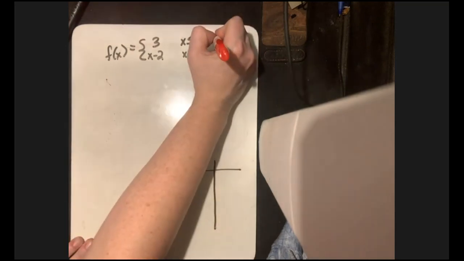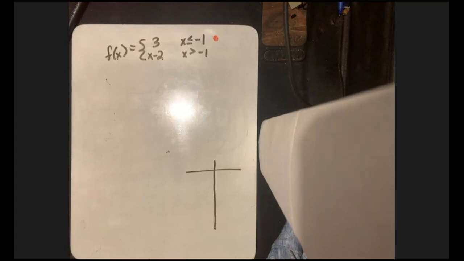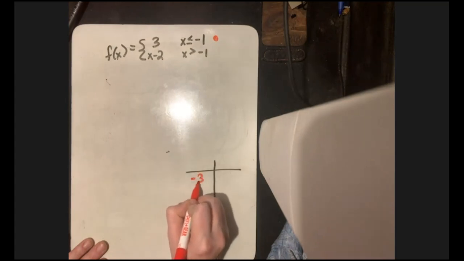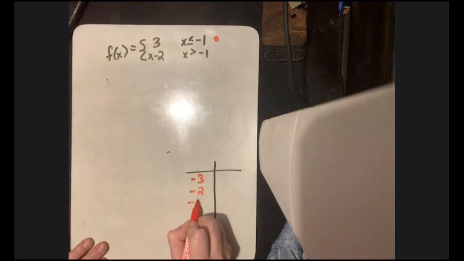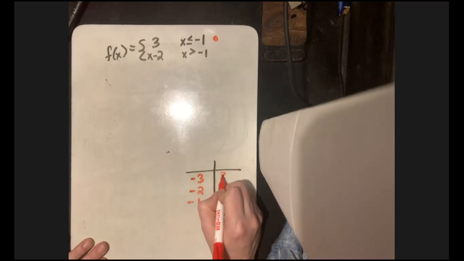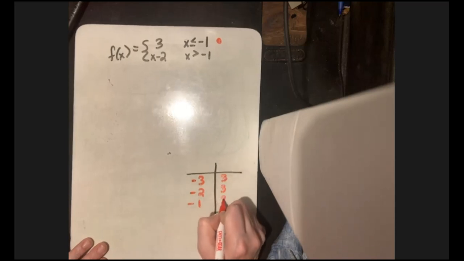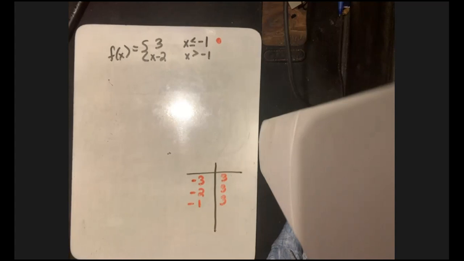Okay. So I'm going to do this one in red. I'm going to pick a couple of numbers prior to, because it's less than -1. So I'm going to do -3, -2, and -1. Now, all of them have an answer of 3. Okay, so that's simple enough.